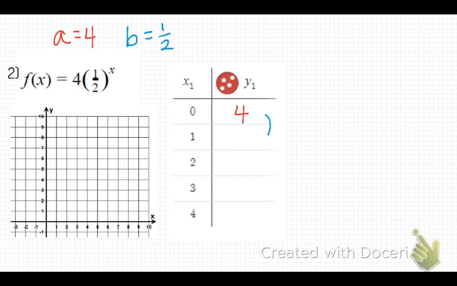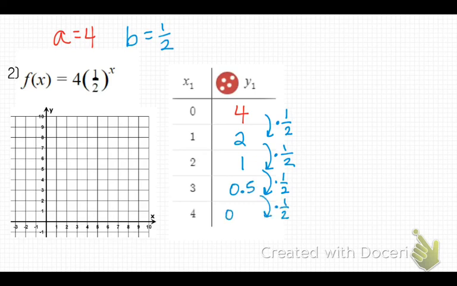So b is my multiplier. What's 4 times 1/2? 2. That is 4 divided by 2. What is 2 times 1/2? What's 2 times 1/2? 1. What's 1 times 1/2? 0.5. And what's 1/2 times 1/2? 0.25. Does that make sense?